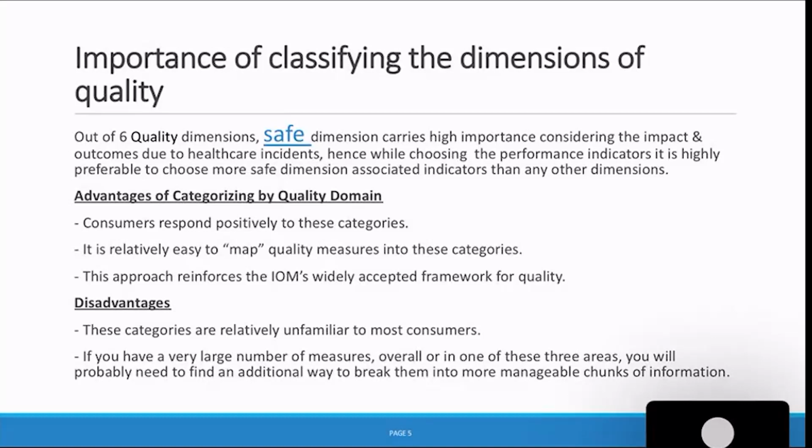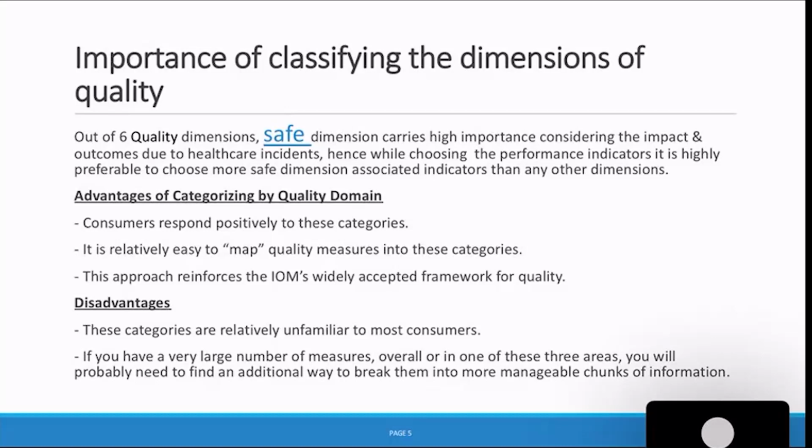Since safe care is the utmost priority in any healthcare organization, whenever we choose any quality dimensions, we need to mainly focus on the safe dimension in addition to the other dimensions of quality of care. Always when we choose performance measures, we need to give more weightage to safe care, considering the other dimensions of quality.